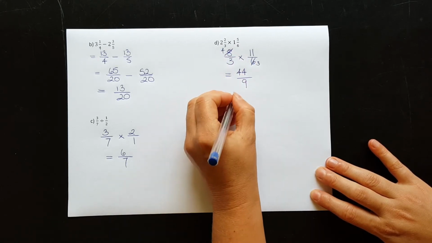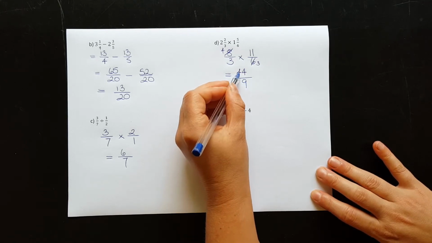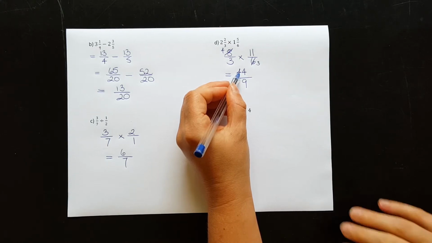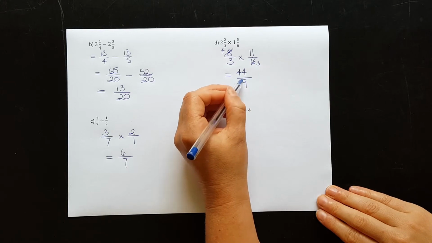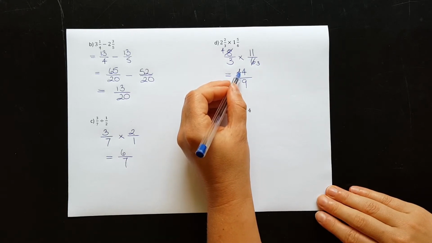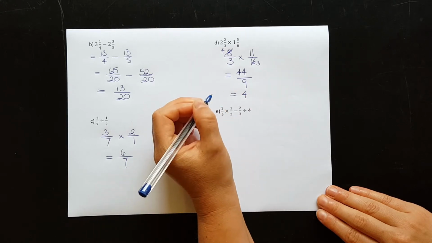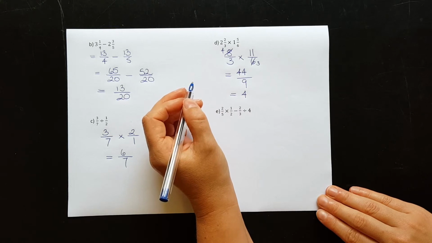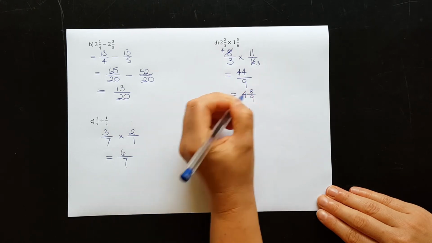To change that back into a mixed numeral, we want to see how many 9s can fit into this 44. So thinking of your 9 times tables, 9 4s are 36, 9 5s are 45, which is a little bit too big. So we can only go 4 times, which is 36, which will give us a remainder of 8 out of 9.